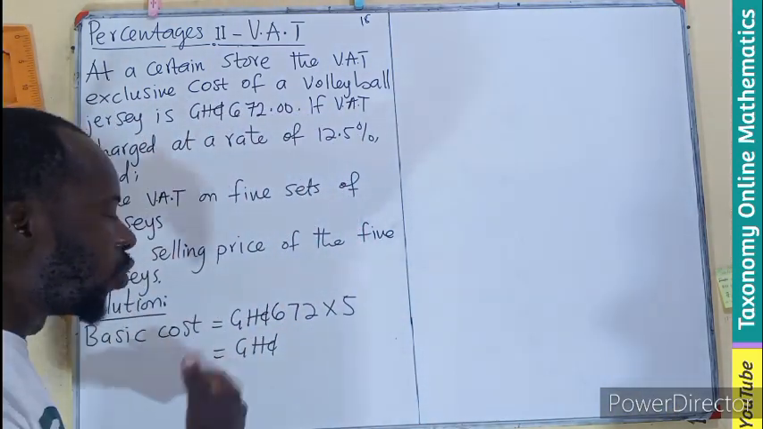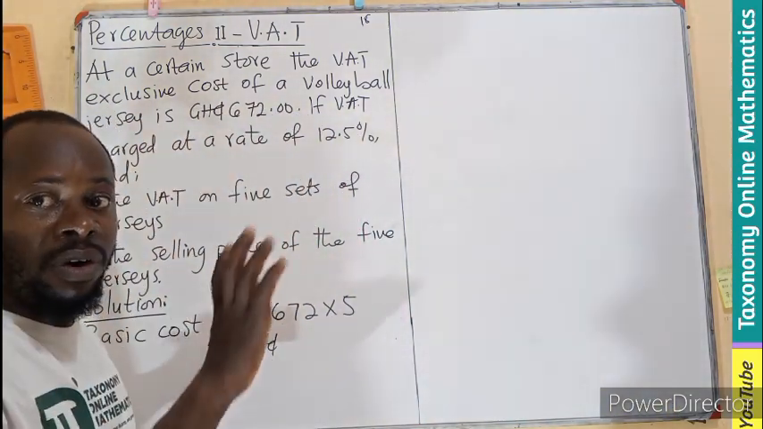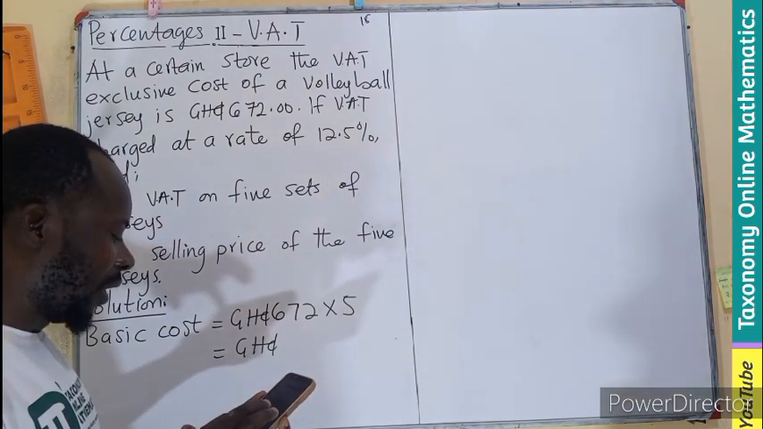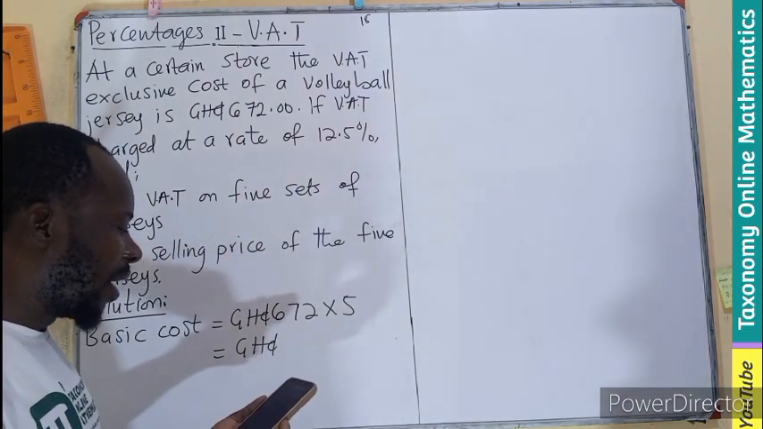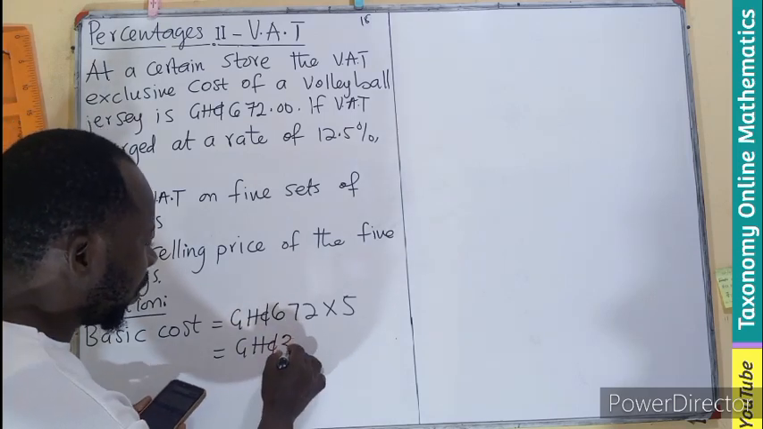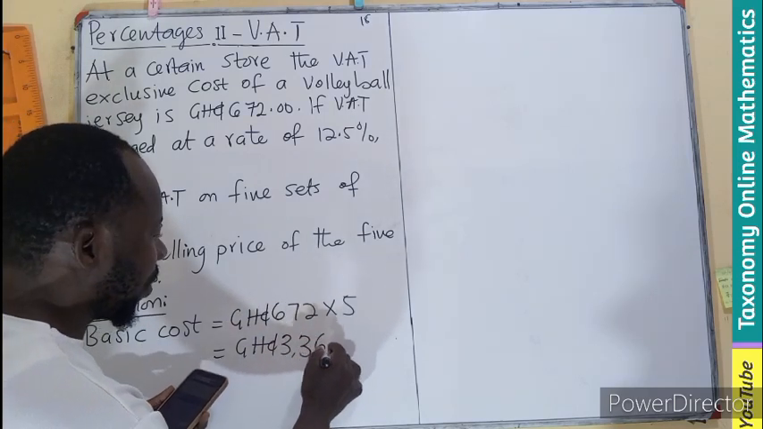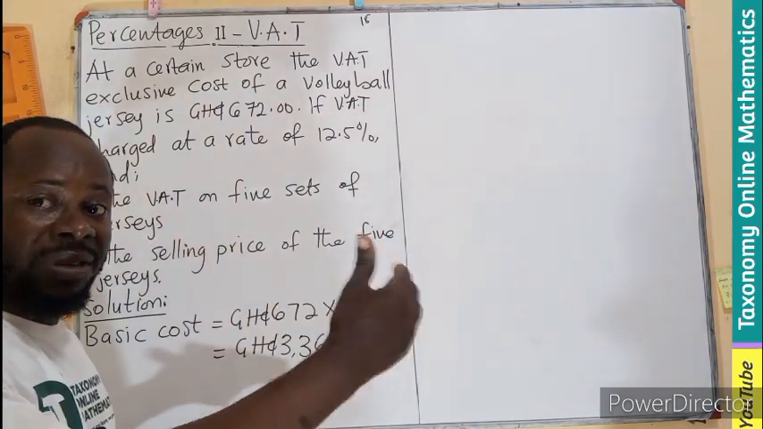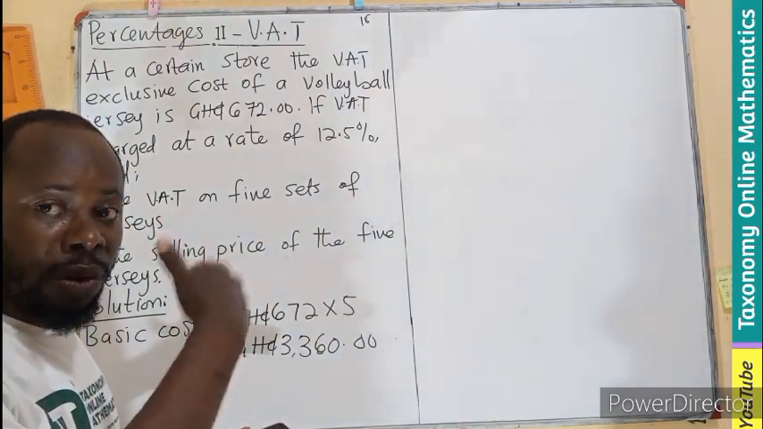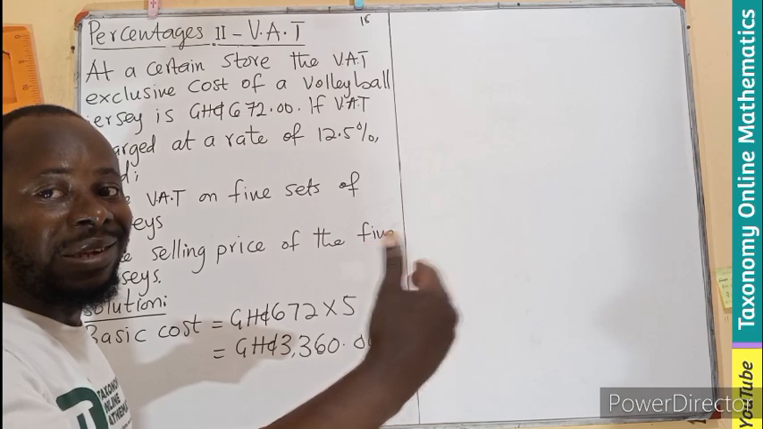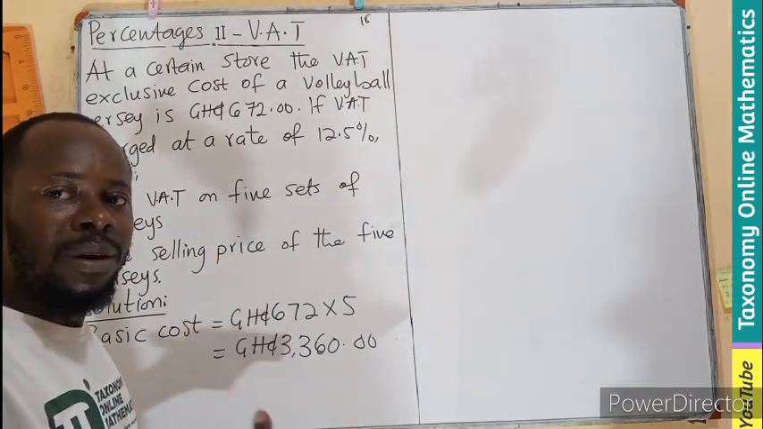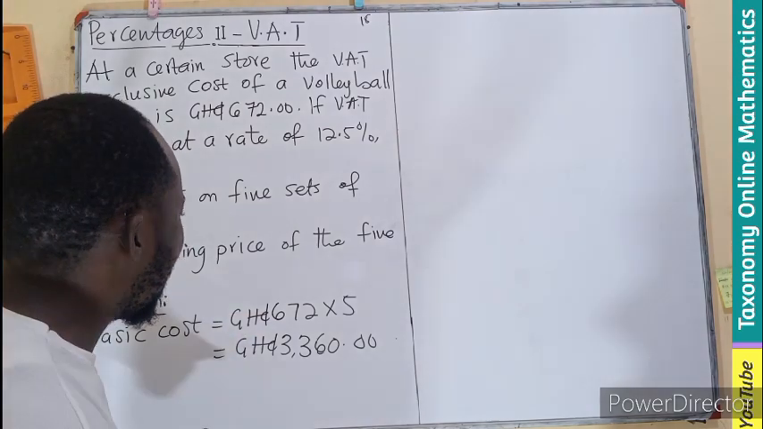But I wanted to get the total basic cost of all the 5 sets of jerseys. So 672 times 5 will give you 3,360 Ghana cedis. So this is the cost of all the 5 sets. If you are going to buy all of them, you compound it and find the VAT, or find the VAT of a single one, then multiply the result by 5.